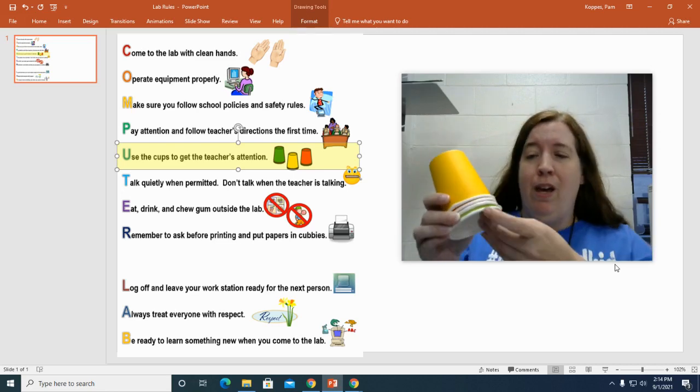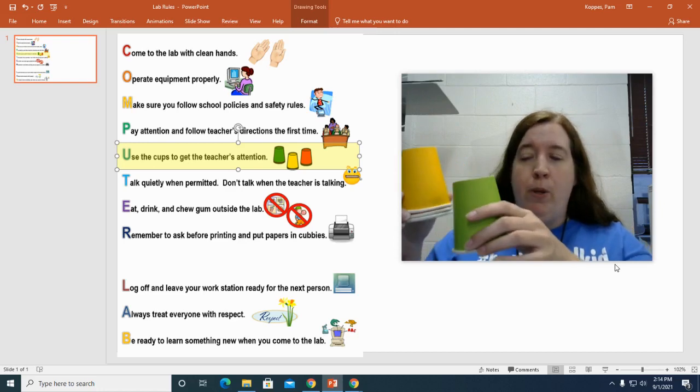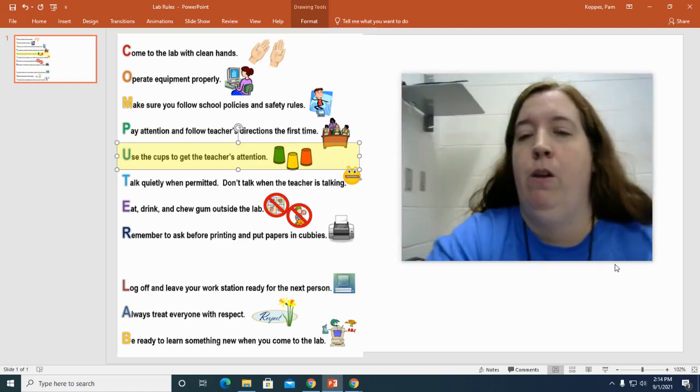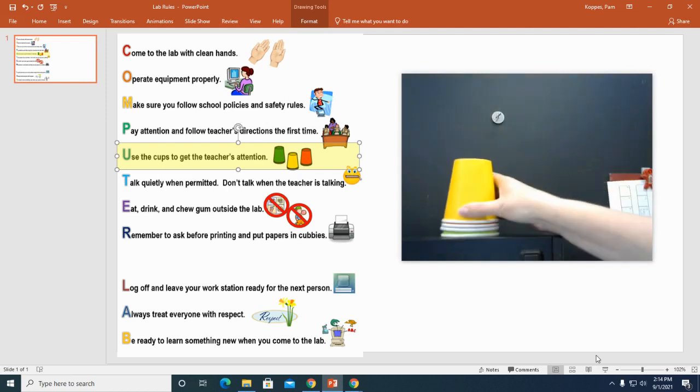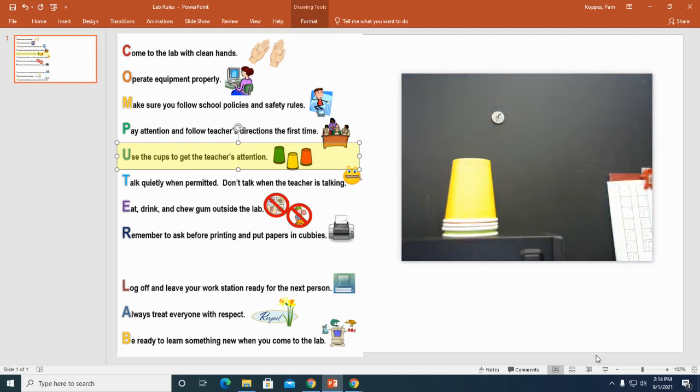Oh, one more note about the cups. Don't set them on the computer so that they're next to each other. I don't know what the color that one is supposed to be. Just leave them in a stack and then I'll know what to do.